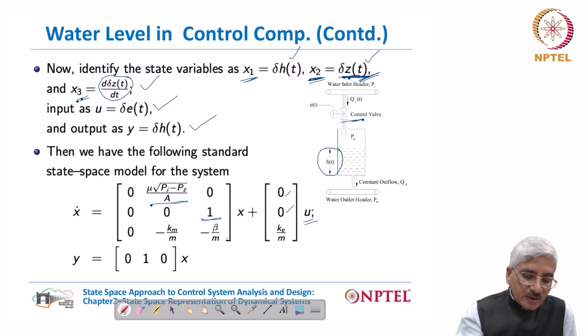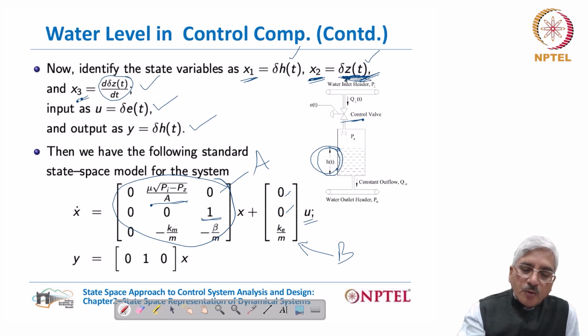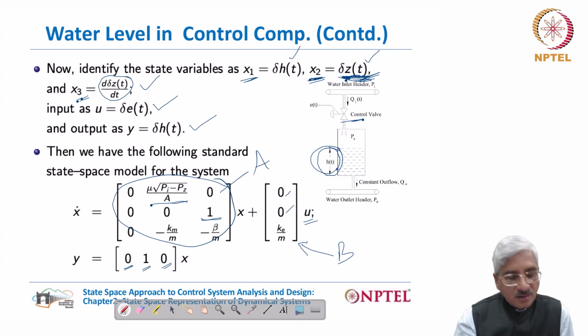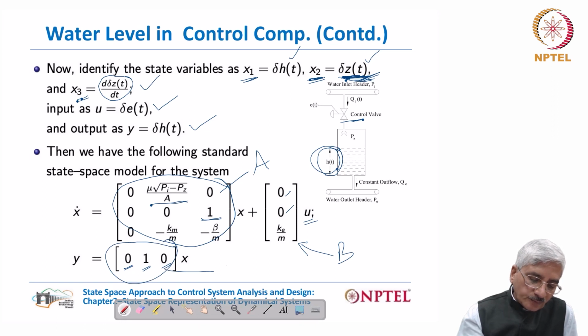So x dot is given by this as the A matrix and this as the B matrix, so Ax plus Bu. And the output Y is the liquid level, the water level in the compartment, which is proportional to the valve opening delta Z. So we have Y equal to 0 corresponding to the first state, 0 corresponding to the third state, and 1 corresponding to the second state. So 0x1 plus 1x2 plus 0x3, that is the value of Y. So this is the C matrix.